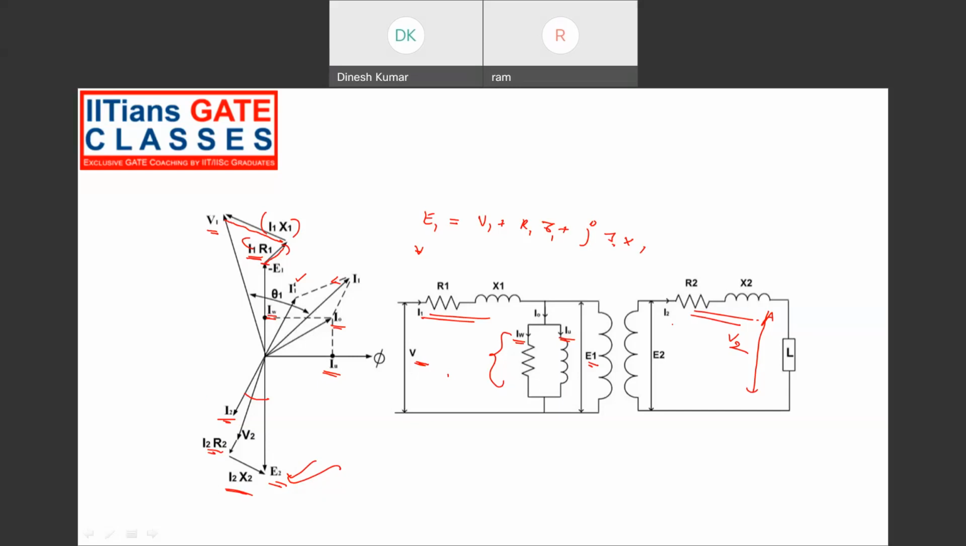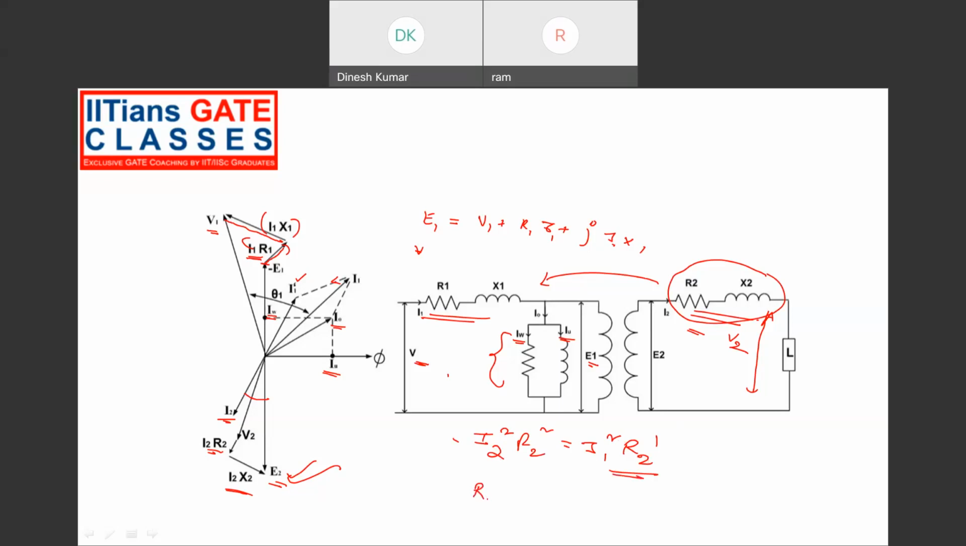Now there is one more topic called referring. To obtain the transformer equivalent circuit, generally we transfer the secondary winding impedances to the primary side using the concept of referring. According to this concept, if you want to transfer the secondary resistance to the primary side, the copper losses before transferring, that is I2 square R2, equal the copper losses after transferring, that is I1 square R1 dash, where R1 dash is the secondary winding resistance referred to the primary.